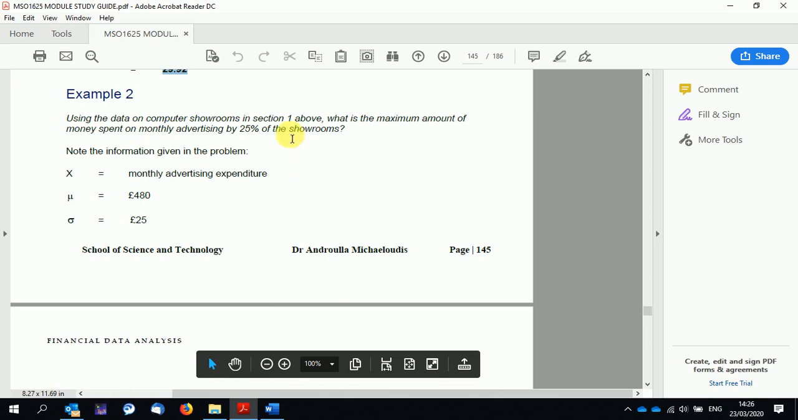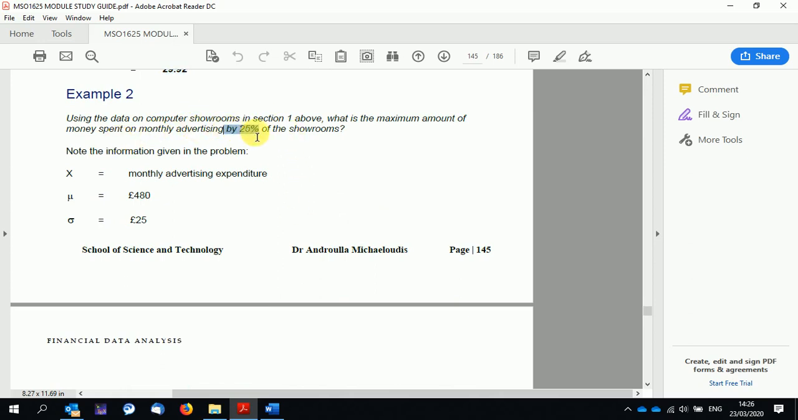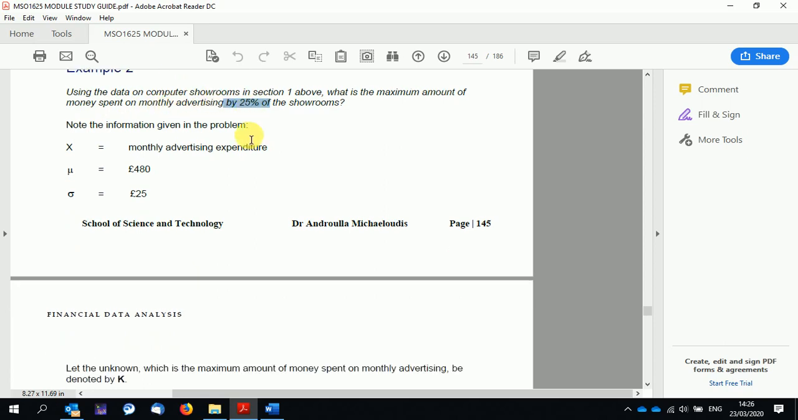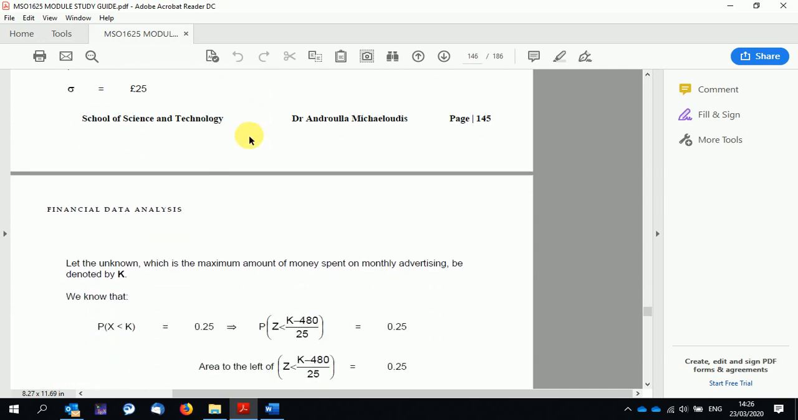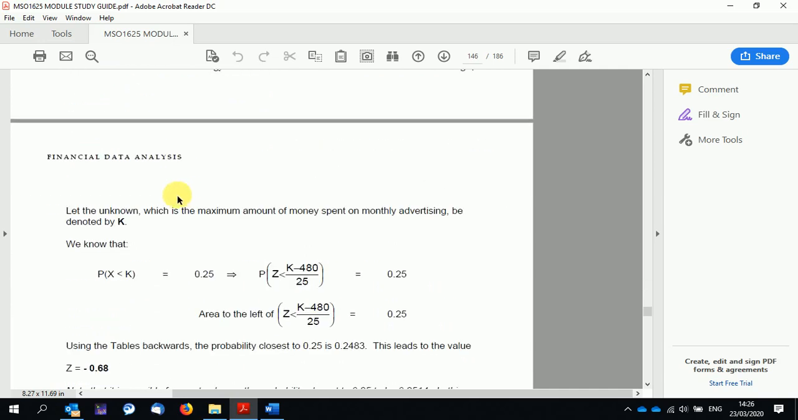So another example here where we have probability given to you, and which side of the bell shape is it? Using the data, find what is the maximum amount of money spent on monthly expenditure by 25% of the showroom. So here we have a value which is unknown, and we have to find it, and it's telling me that it's been used by 25%. So from 0 to 25, clearly it must be a less than sign.